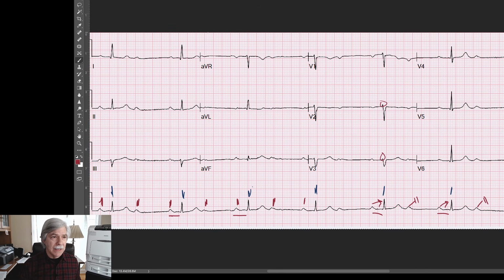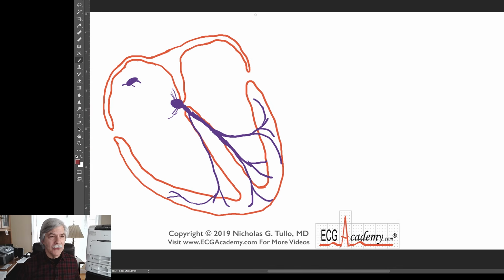Okay, so let's go up here to my little drawing of the conduction system to be able to understand.